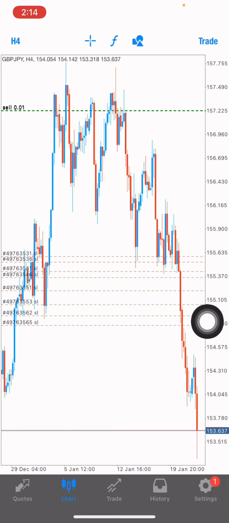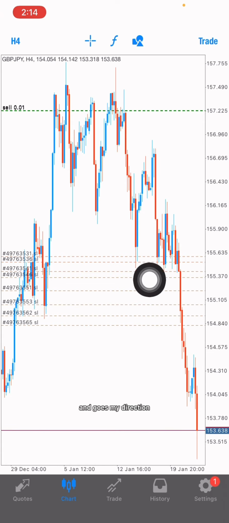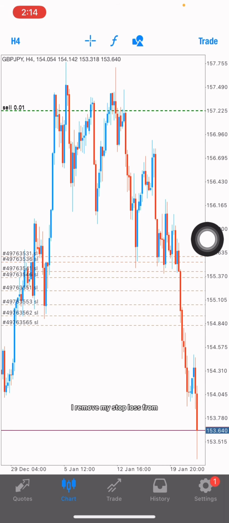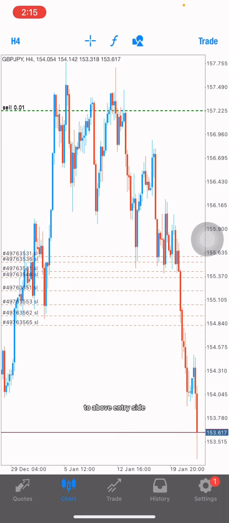So this is another strategy I used. Whenever I open a trade and it goes my direction for a long time, I'll move my stop loss. If it's a sell signal, I'll move my stop loss from above entry to below entry. But if it's a buy entry, I'll move my stop loss from below entry to above entry, so that I don't lose out on any money. So guys, this is how I was able to flip this account.